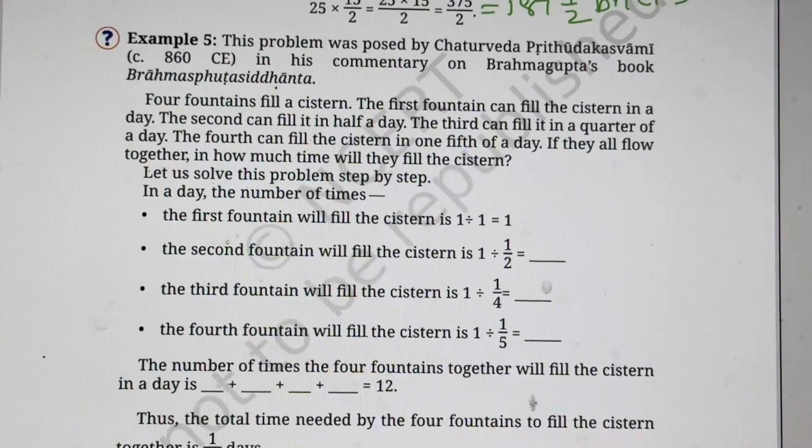Example number 5. Now this problem was posed by Chaturveda Prithu Dakswami in his commentary on Brahmagupta's book, Brahmasphuta Siddhanta. So here there is a question given: 4 fountains fill a cistern. The first fountain can fill the cistern in a day. The second can fill it in half a day. The third can fill it in a quarter of a day. And the fourth can fill the cistern in 1/5 of the day. Right? So if all of them flow together, how much time will they take to fill the cistern?